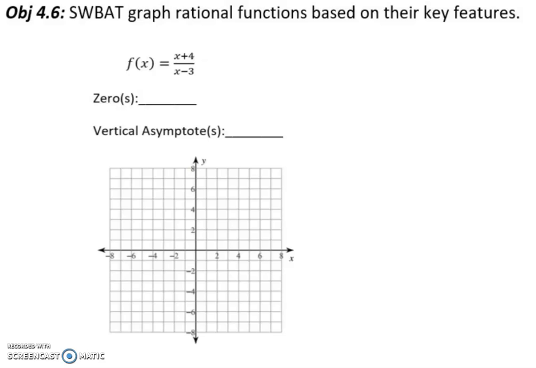Hello, our objective today is that you are going to graph rational functions based on their key features. And in this case, their key features means two things, the zeros and the vertical asymptotes. So zeros occur when the function equals 0, and that always occurs when the numerator equals 0. So if this equals 0, then you get zeros.